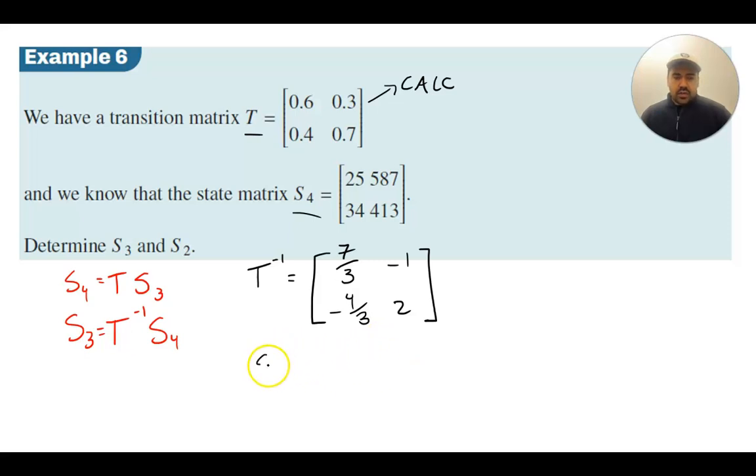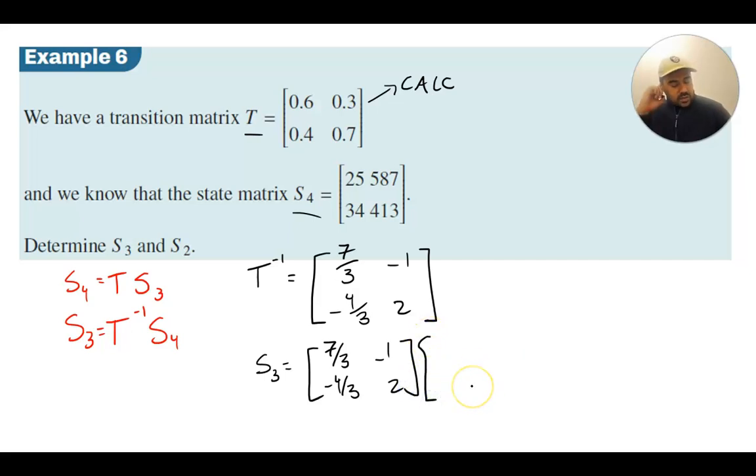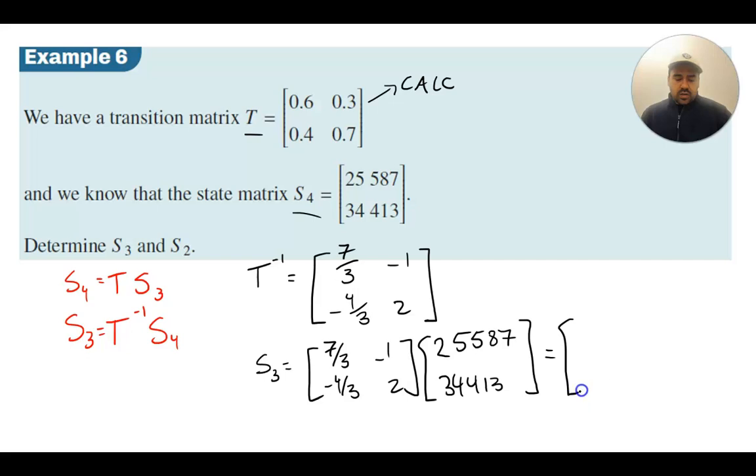So S of 3 is this matrix here, multiplied by this matrix here, which is S of 4: 2, 5, 5, 8, 7, and 3, 4, 4, 1, 3. When you do this correctly, you will get 25290 and 34710. So here we have got our S3.